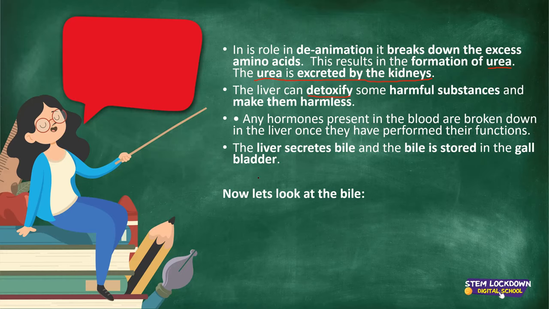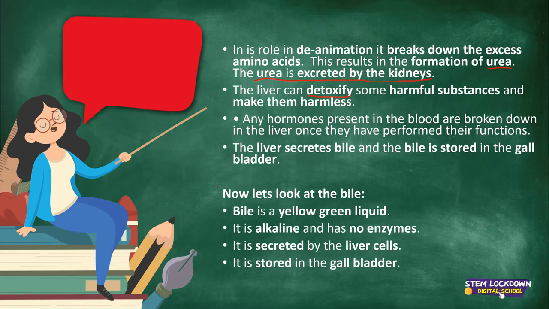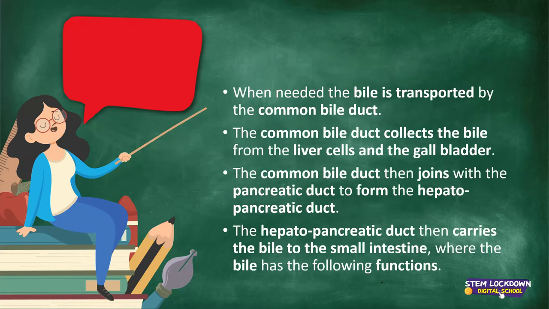Okay, now let us look at bile in more depth. So bile is a yellow-green liquid, okay? It is alkaline and has no enzymes. So alkaline just means that it is basic. Okay, so remember that the chyme that comes from your stomach is acidic. And we said that in the duodenum, we have the neutralization of chyme. So this neutralization of chyme happens because of the basic bile, right? The basic bile or the alkaline bile. And what's also important to note about bile is that it has no enzymes. It is secreted by liver cells and it is stored in the gallbladder. We have already spoken about that.